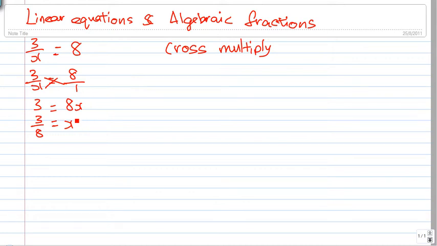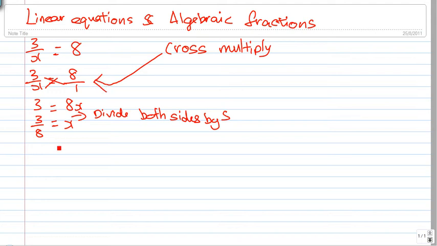Maybe I should write here, divide both sides by 8. Alright, so maybe let me give you a more concrete example. So this is one of the methods. What you're doing here is called cross multiplication. Let me give you another example here.